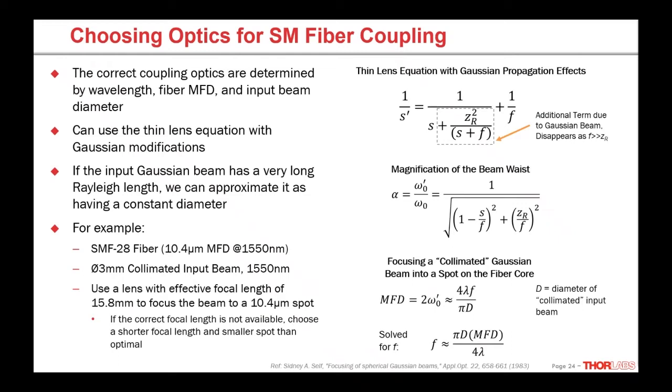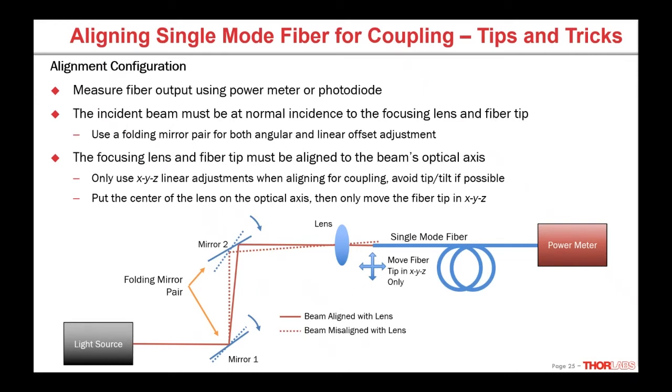So now that you've picked the optic, in the next couple slides we're going to go over a few tips and tricks on how we can actually make this happen and couple into the fiber. So the typical alignment configuration would be to have the light incident on the fiber tip, and then the other end of the fiber plugged into a power meter or a photodiode or some way to read the output power, the output light from the fiber. And then we can align things to get the most light coming out of the fiber, which will signify that we have the correct coupling alignment at the fiber tip.